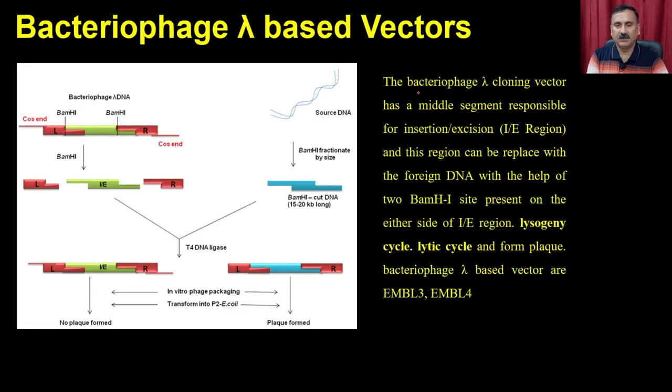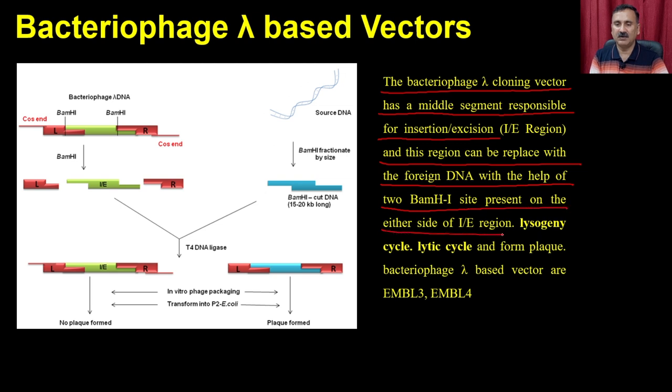Okay, so this is what. The bacteriophage lambda cloning vector has a middle segment responsible for the insertion or excision, and this region can be replaced with a foreign DNA with the help of the two BamHI sites present on either side of the insertion or excision regions. Lysogeny cycle, lytic cycle, and it will form the plaques. So, bacteriophage vectors are the EMBL3 and EMBL4. So, this is what exactly is going to happen, how you are going to insert the foreign DNA into a site.